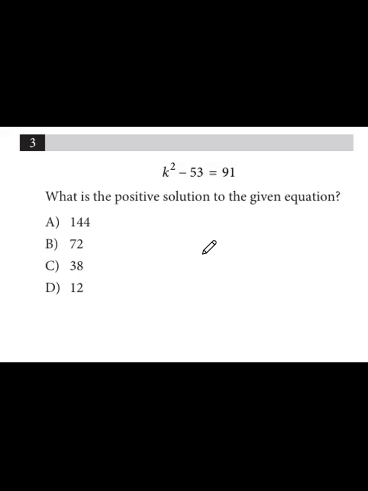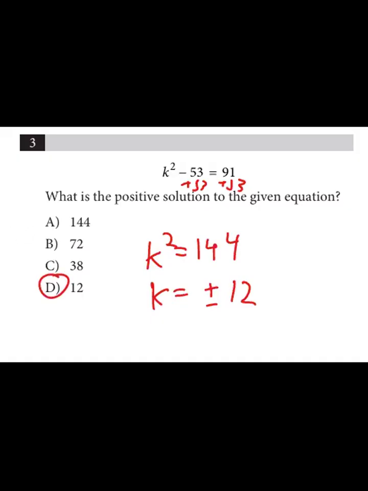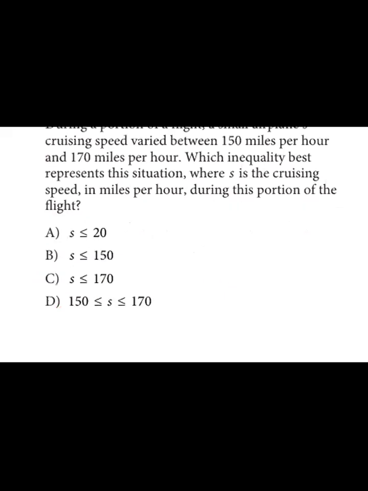Okay, so for question 3, we have k squared minus 53 equals 91. So this is the solution. So add 53 to both sides. This is equal to 144 equals k squared. Take the square root of both sides. This is just equal to k, and the square root of the right side is equal to plus or minus 12. The question asks for the positive solution, so that would be D, positive 12. Question 4.